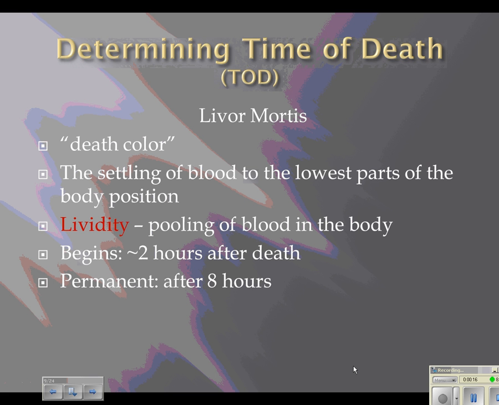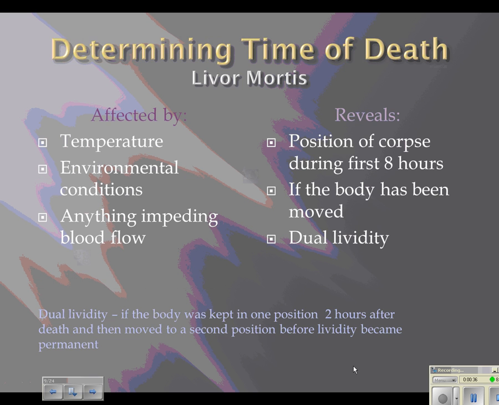And what livor mortis is actually the settling of blood to the lowest parts of the body position. So if a body is laying on its back, the blood's going to settle along the entirety of the backside of the person. And when we're talking about lividity, we're talking about that pooling in the body. It's going to start about 2 hours after death and becomes permanent after 8 hours.